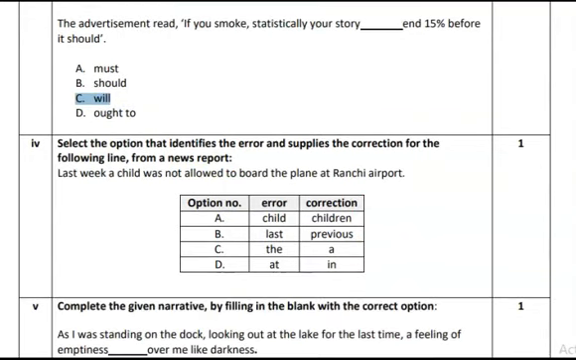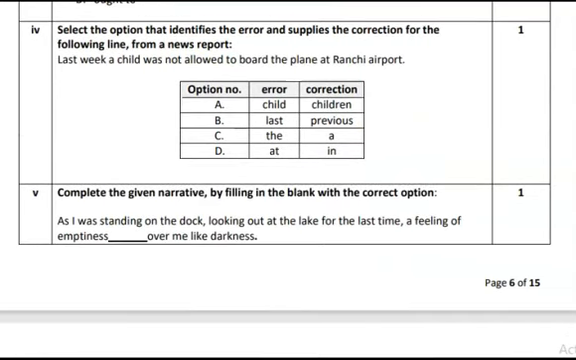Now look at this question number 4. Last week, a child was not allowed to board the plane at Ranchi airport. You have to find out the error here. The error is this article, this determiner, "the". Why? Because the statement is not talking about a particular plane. This plane is not a particular or definite plane. It is talking about any plane. Therefore, "a" will be the correct answer.